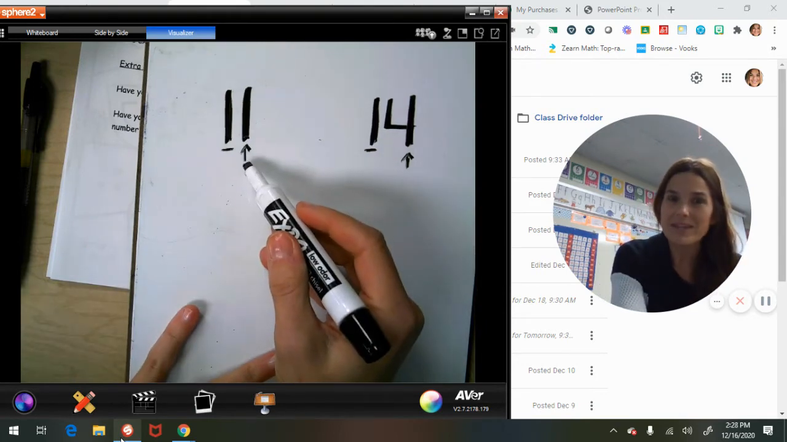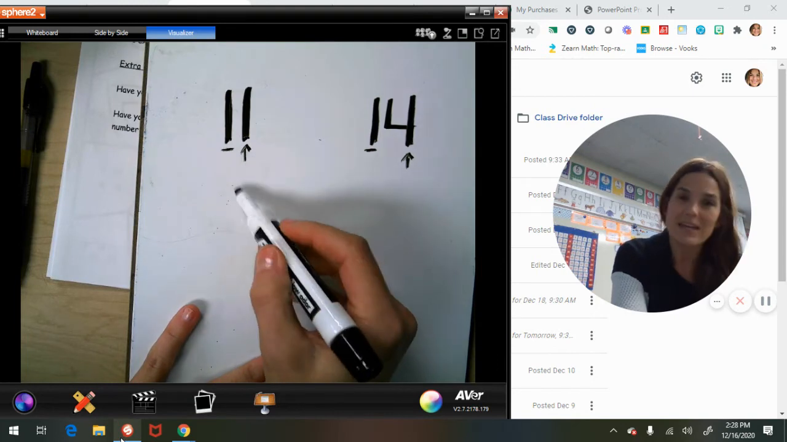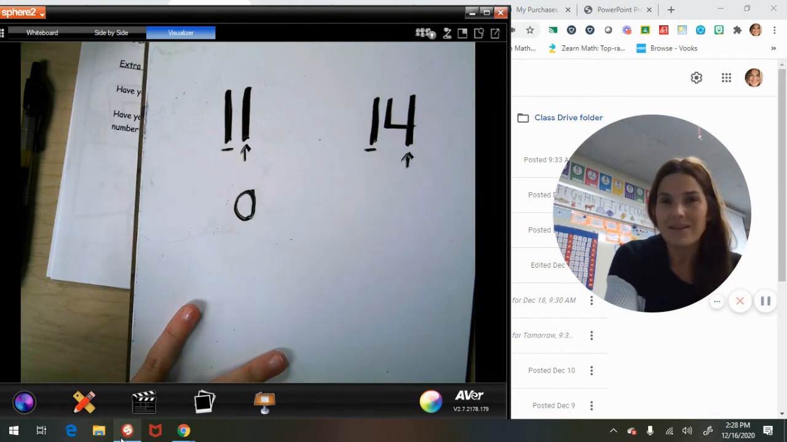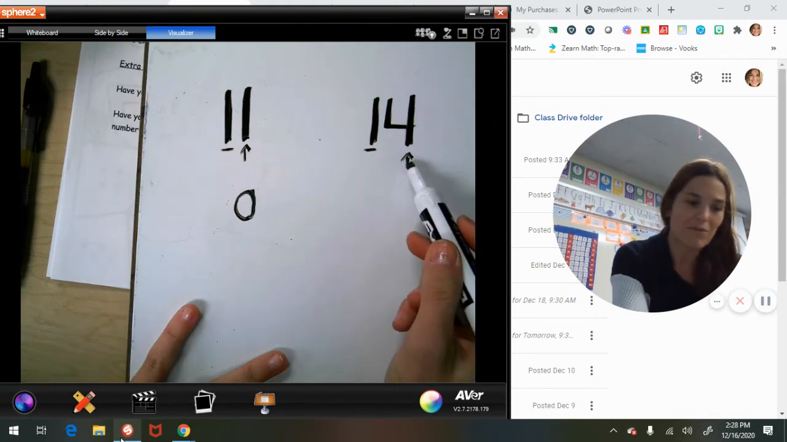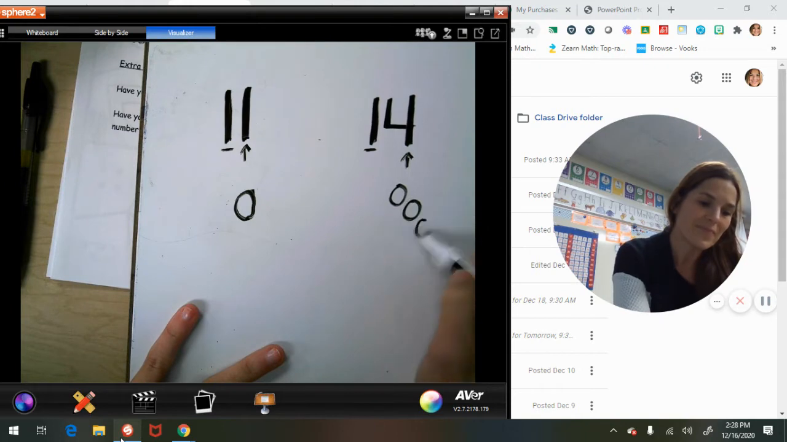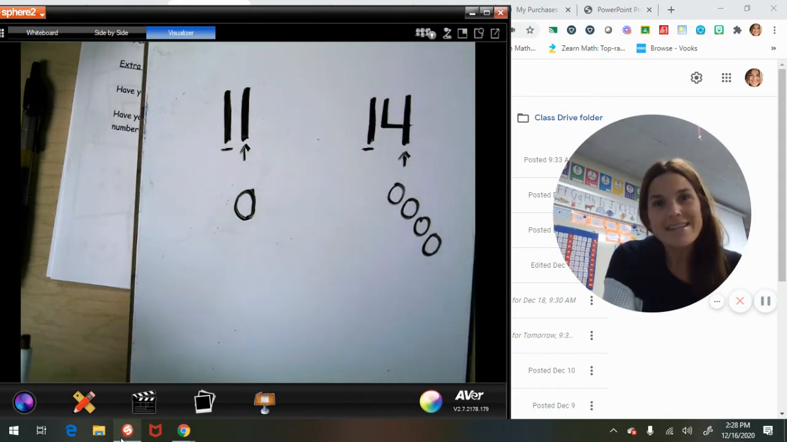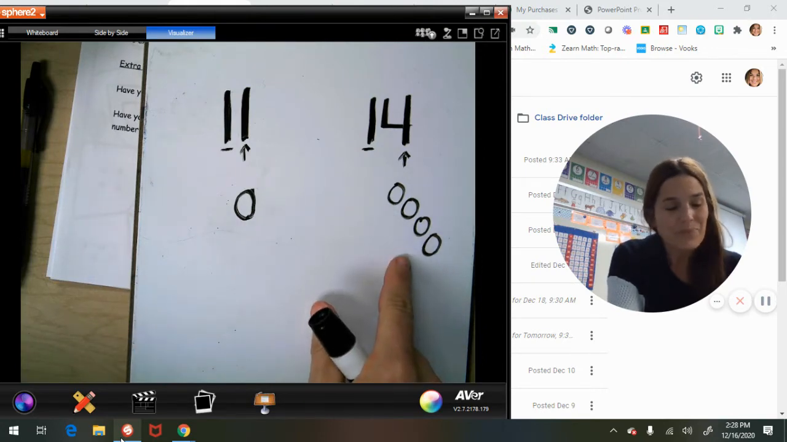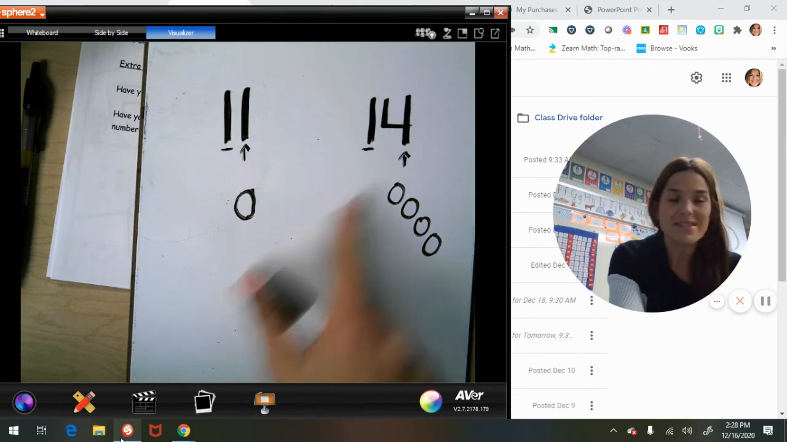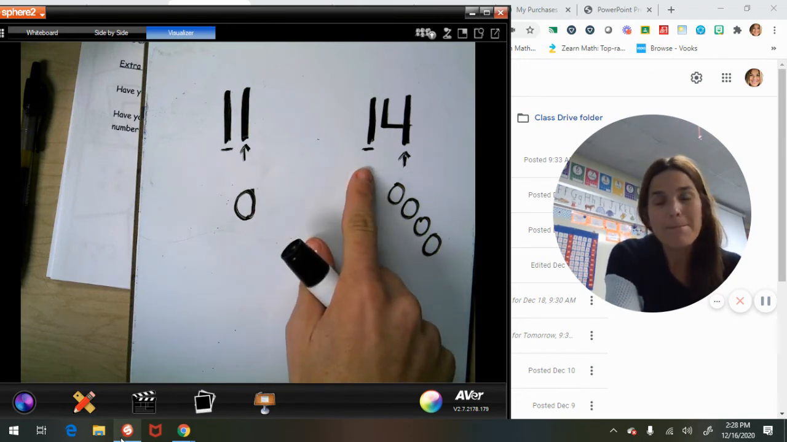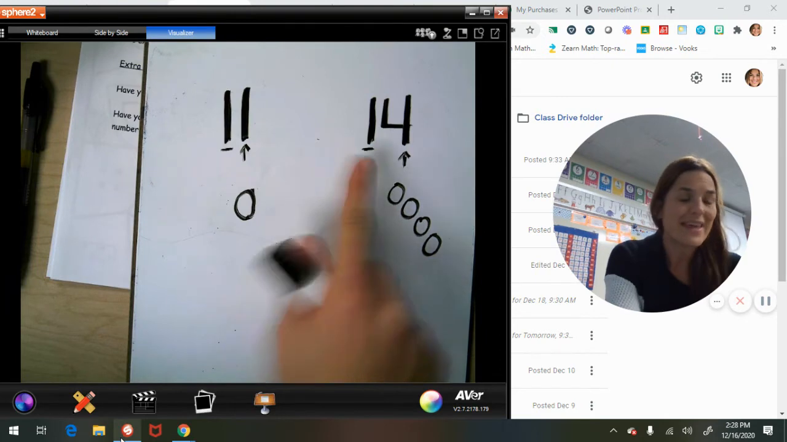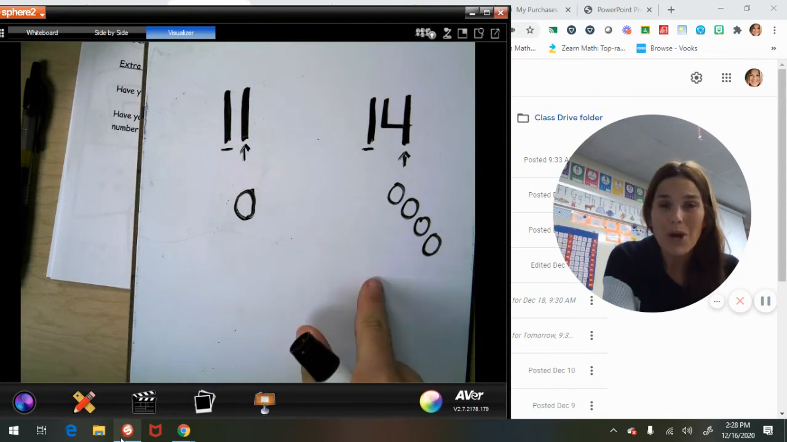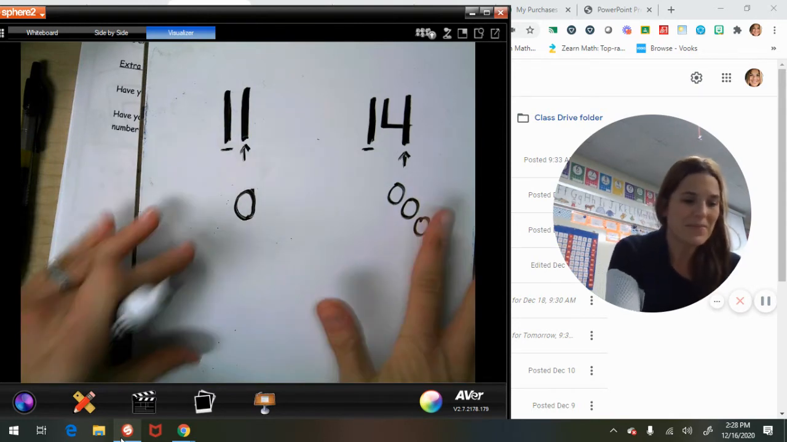Like I said, we're going to pay attention to the second number right here. If I draw a picture of 1, I'll just draw one little circle right there. And then if I look over here and draw a picture of 4, like that, I can easily tell just by looking that this one has more than this one. So this number, 14, must be greater than 11. Remember, a number that is greater is bigger. It has more.